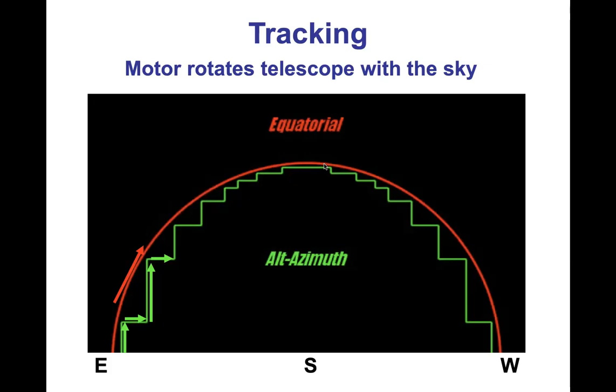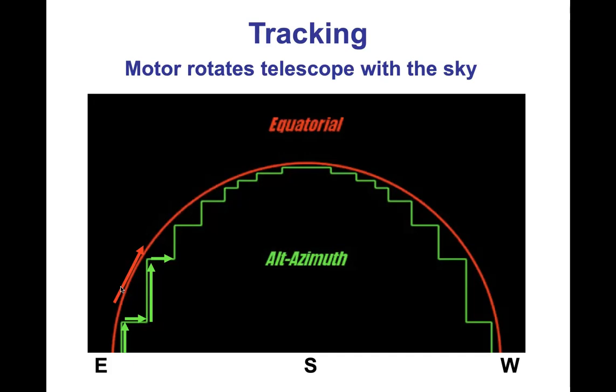I said a second ago, right? If you rotate your telescope slowly over the course of the night, then you can track an object. So what do I mean by tracking an object? What I mean is you just point your telescope at an object and the telescope stays pointing at that object, tracking it overhead all night long. And you don't have to do that manually. You've got motors that can do that for you, right?